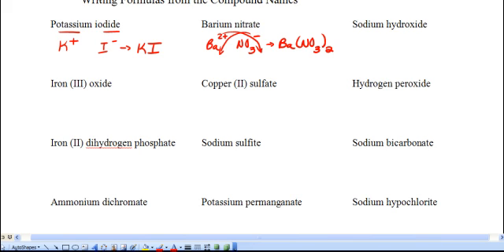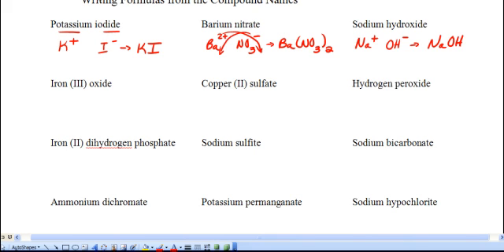With sodium hydroxide, sodium is Na plus 1. Hydroxide is OH minus 1. Plus 1 and minus 1, you only need one of each, so it's simply going to be NaOH, sodium hydroxide. Again, if you think you're getting the pattern on this, go ahead and pause the podcast, try a few, and then start it back up. See if you're right.